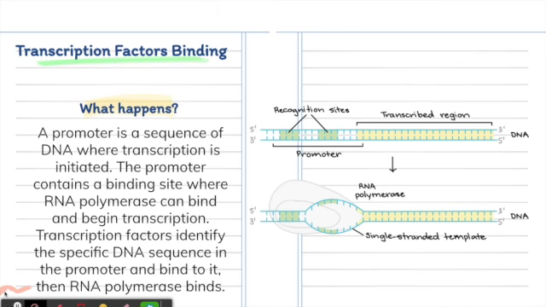Transcription factors binding. What happens? A promoter is a sequence of DNA where transcription is initiated. The promoter contains a binding site where RNA polymerase can bind and begin transcription. Transcription factors identify the specific DNA sequence in the promoter and bind to it. Then the RNA polymerase binds and transcription occurs.